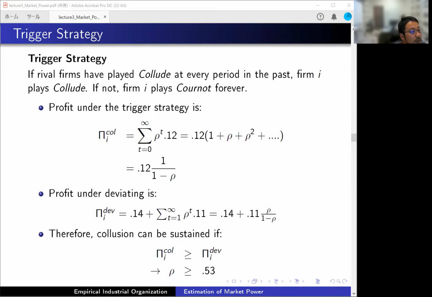We find that colluding in every period is optimal for firm i if the discount factor is high enough. And this result should be quite intuitive. If firms are myopic and care only about today's profit, then the firms will deviate today. But on the other hand, if the firms care about future profit, then they want to collude in every period to have a large future profit.